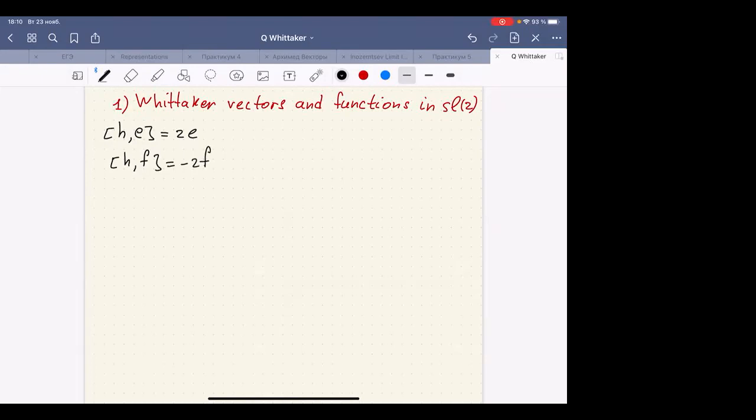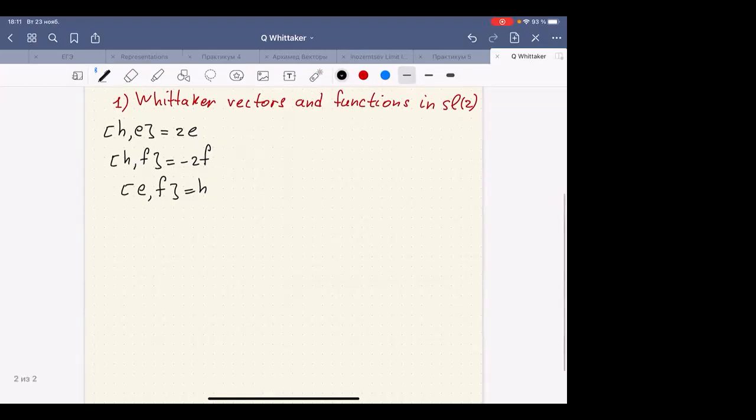So I talked about SL2. SL2 is a three-dimensional complex Lie algebra, and it has a basis of H, E, and F with the following commutation relations. It is the simplest non-commutative Lie algebra, I think, ever. And then we want to consider a representation of SL2.